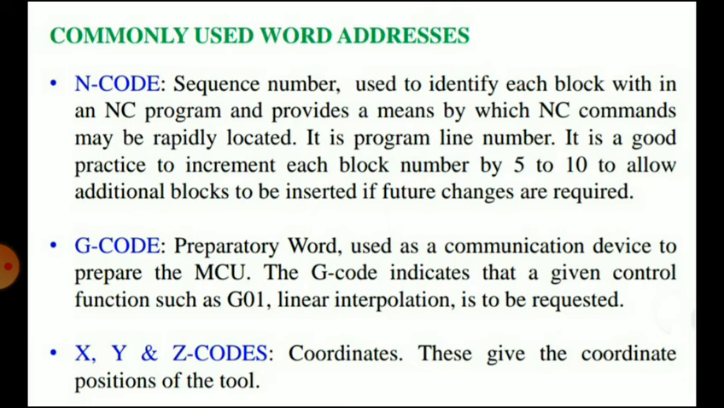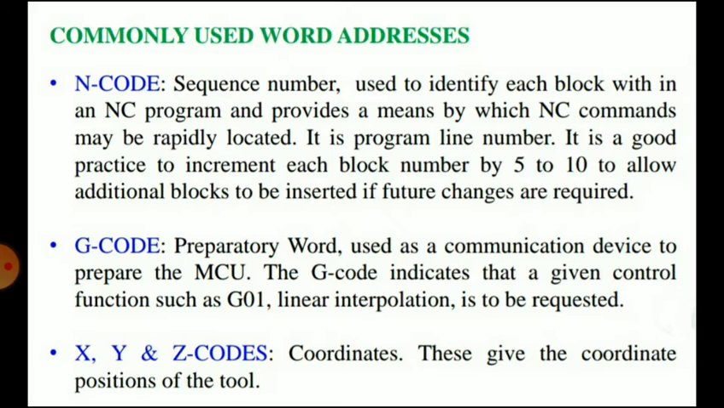So commonly used word addresses. First, N code. N means it is a sequence number. It is used to identify each block with an NC program and provides a means by which NC commands may be rapidly located. It is a program line number. It is a good practice to increment each block number by 5 to 10 to allow additional blocks to be inserted if future changes are required.